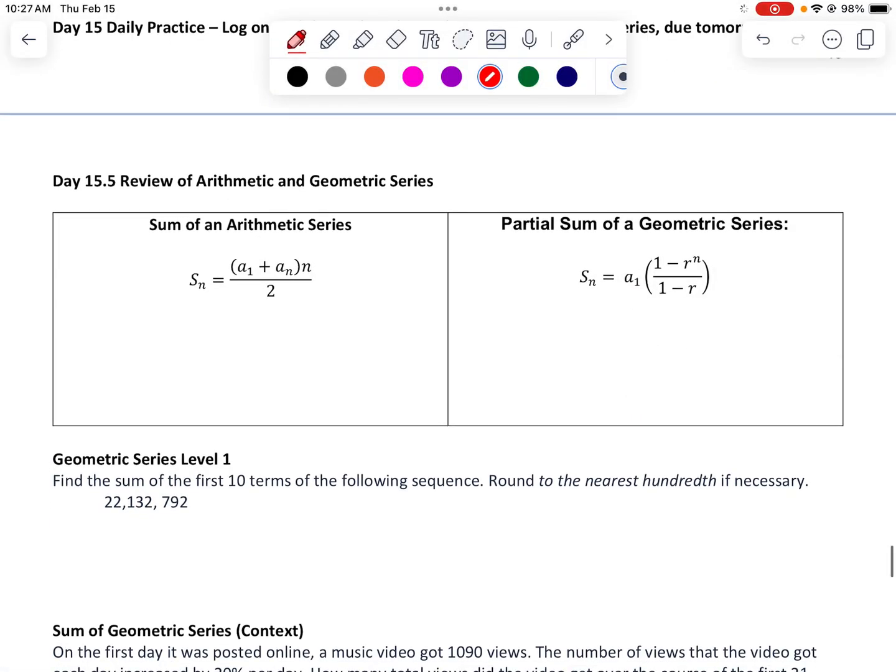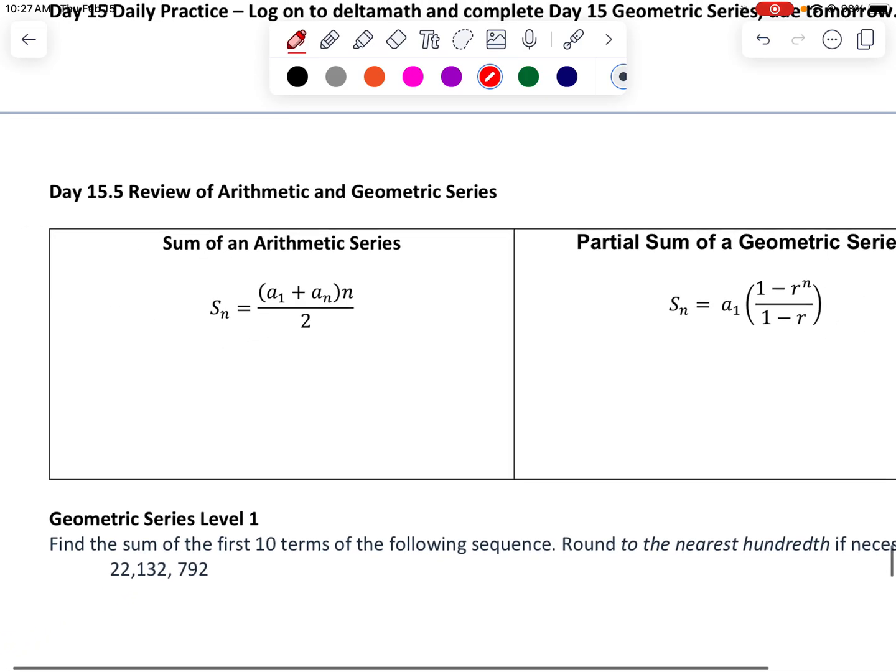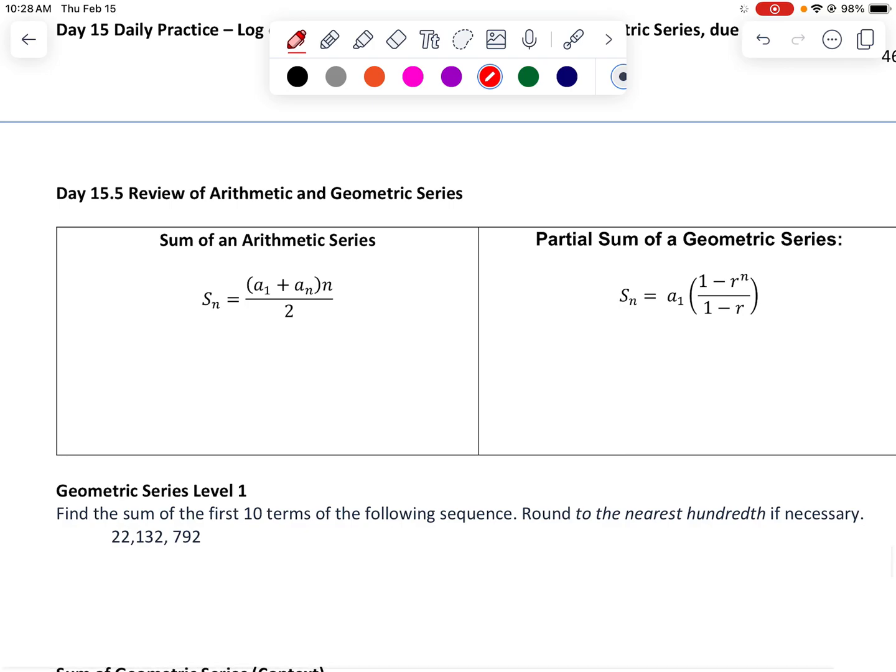Day 15.5 will review how to solve an arithmetic and geometric series. Remember, a series is when you add up terms of the sequence, and there are two formulas that we've looked at, but these are actually programmed into Desmos. And so we'll go over how you would set up a problem and type it into Desmos as you work through the problems.